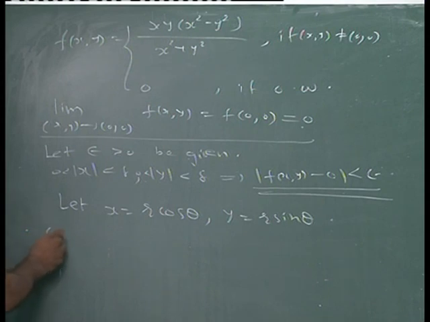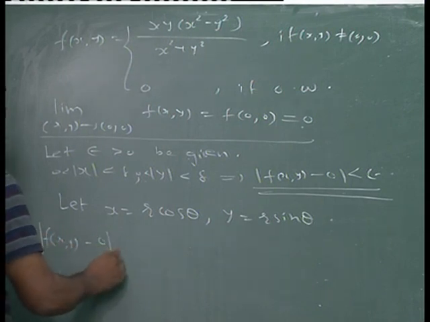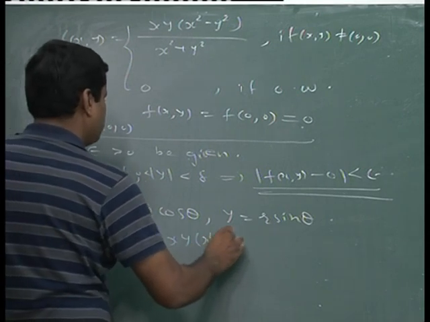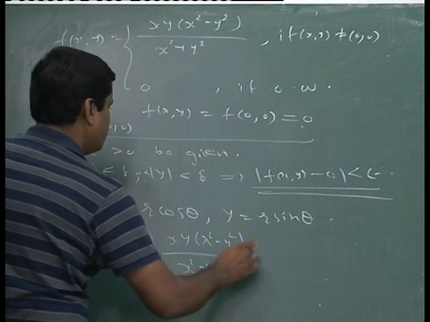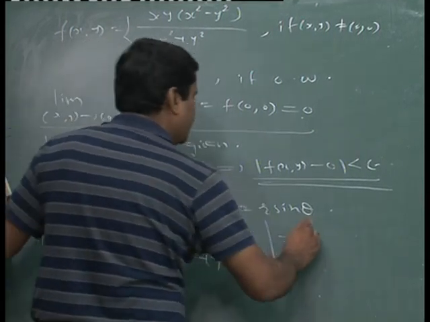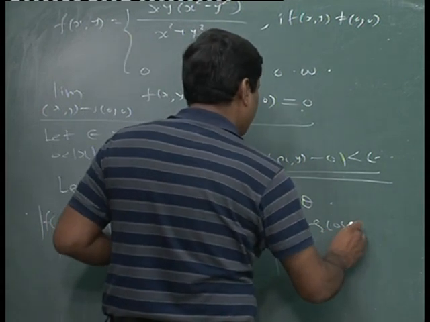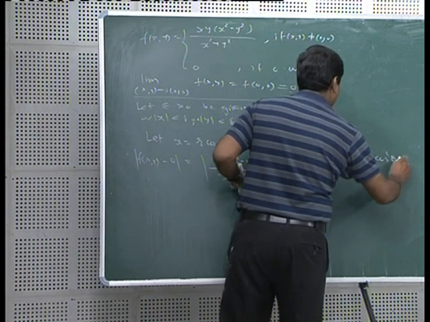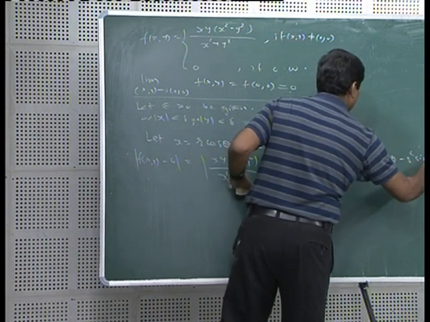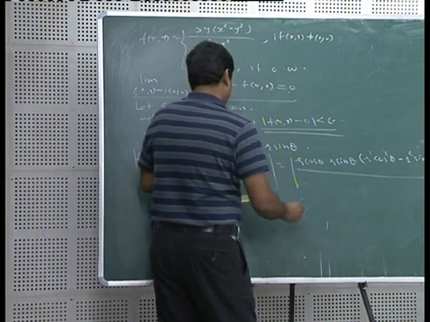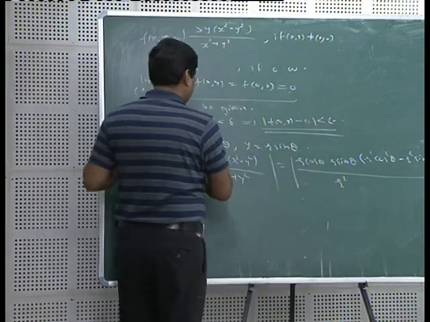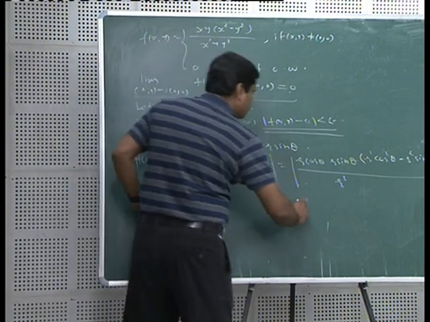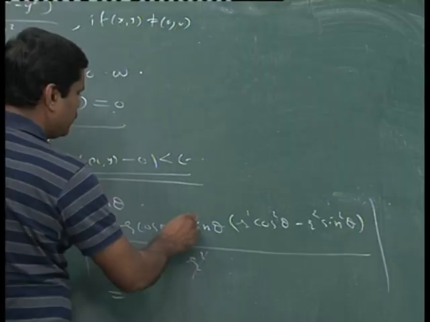Then we get |f(x,y) − 0| equal to xy into (x² − y²) upon (x² + y²), which will be converted into: x is r cos θ, y is r sin θ, so this is r² cos²θ − r² sin²θ upon r², because x² + y² is equal to r² cos²θ + r² sin²θ. So, it is r² only. So, this r² will be cancelled with this r and this r.